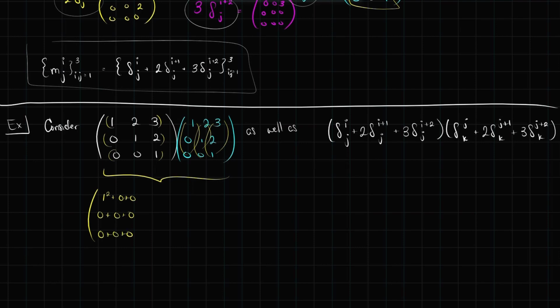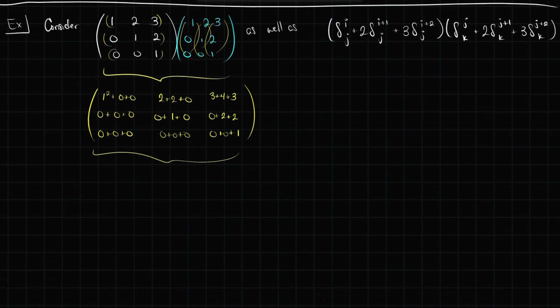The first row against the second column, I have 2 plus 2 plus 0. Second row against second column, I have 0 plus 1 plus 0. Third row against second column, I have 0 plus 0 plus 0. And then the first row against the third column, I have 3 plus 4 plus 3. Second row against the third column, I have 0 plus 2 plus 2. And then the third row against the third column, I have 0 plus 0 plus 1. Which, if I simplify everything, gives me the matrix 1, 4, 10, 0, 1, 4, 0, 0, 1.